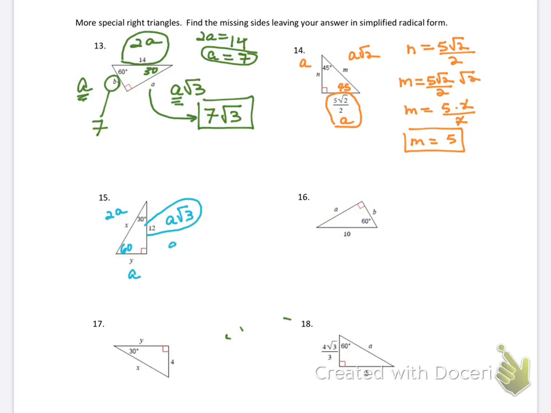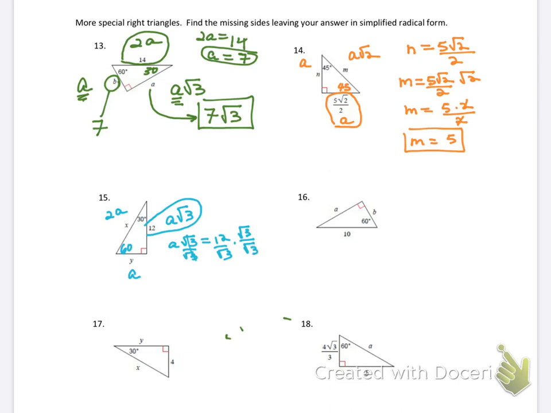So what do I know? I know that a root 3 is going to equal 12. So get your a by itself, because that's always going to be your goal. Now, once you divide by a radical 3, you can't leave it like that. You have to rationalize it, and this is the procedure for rationalizing.